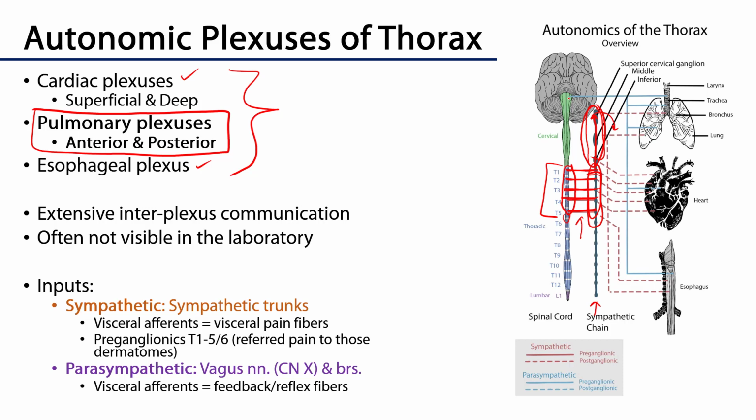And so we'll see how branches of the vagus nerves and branches of branches from the vagus nerves will participate in these autonomic plexuses. Now recall that there are visceral afferents associated with both the sympathetic and the parasympathetic, and whereas the visceral afferents associated with the sympathetic are the visceral pain pathways, the visceral afferents with the parasympathetic are for feedback and for reflex fibers.